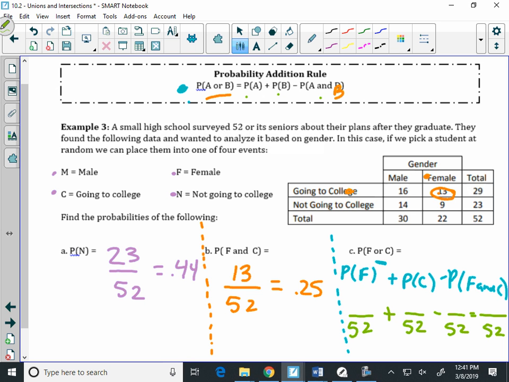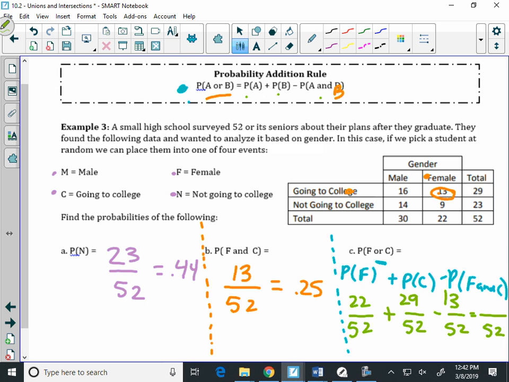Then you have to fill in the total for each kind of event or category in the top. So probability of female, how many total females are there? 22. Alright? Probability of C, going to college, how many total people are going to college? 29. Minus how many did we just say were both female and going to college? Where do they intersect on the table again? 13.